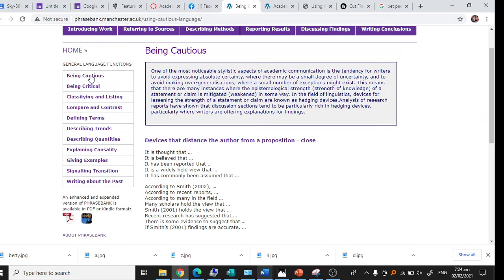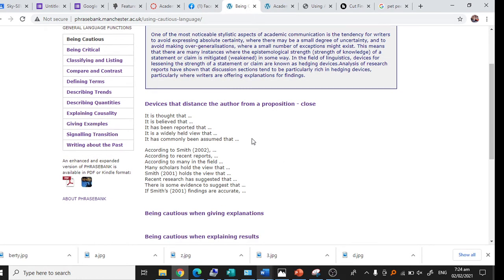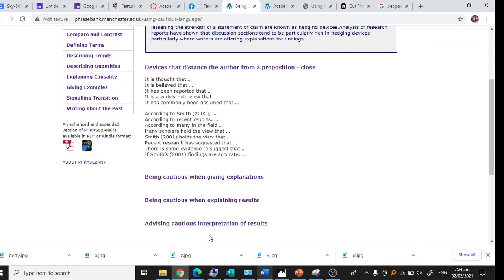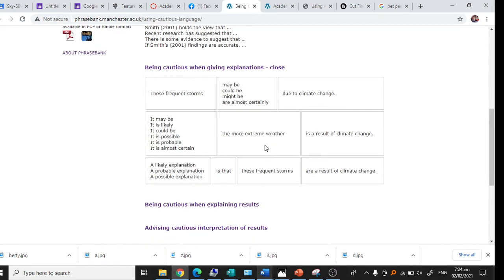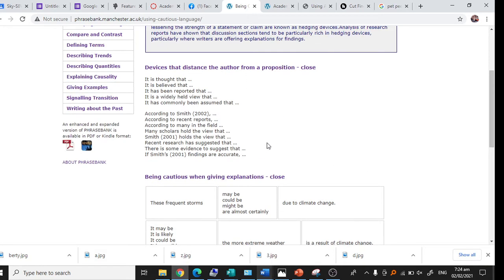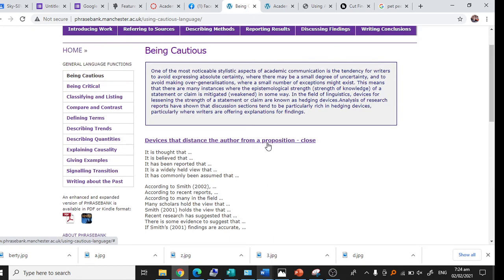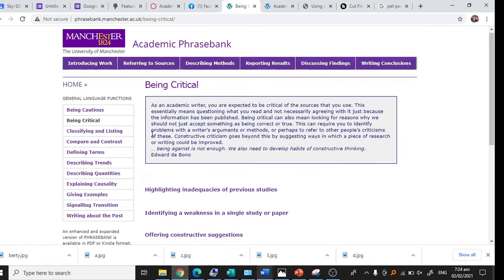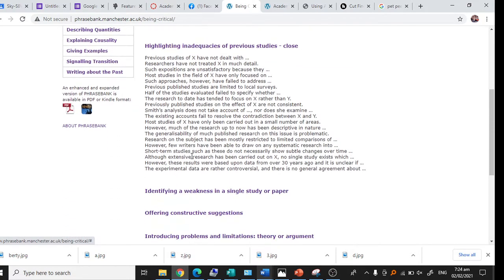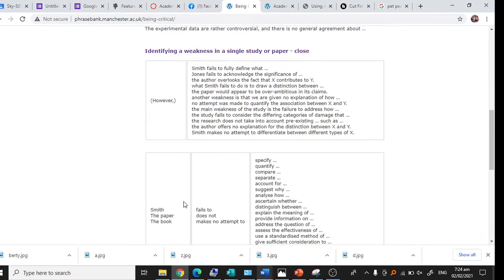So basically, it is up for you to check or browse these during your free time so that you would be having a better number of, or better ways of, expressing your idea. So being critical, for example, just to explore it a bit, you have other examples here. There you go.